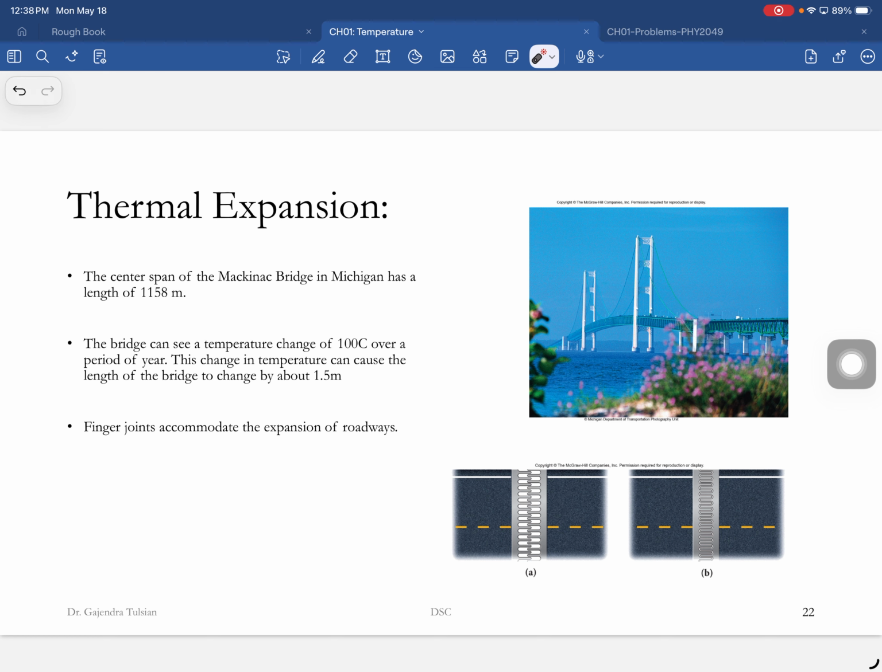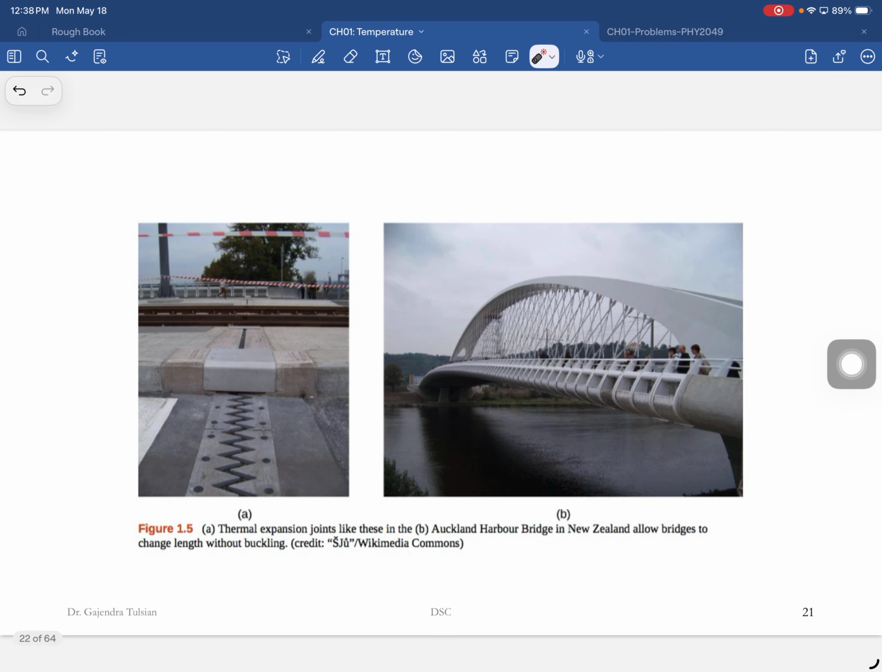By the way, the Trans-Siberian line is 10,000 kilometers, which is twice the distance from New York to San Francisco. And it sees a temperature change of 70 degrees Celsius, and the length changes by 8 kilometers. So all those gaps add up to 8 kilometers. 8 kilometers is from here to State Road 40 to Ormond Beach.